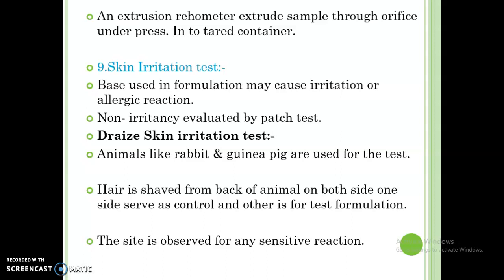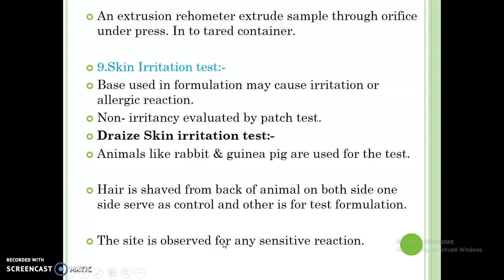Next one is the skin irritation test, which we can also call a safety test. The base used in a formulation may cause irritation or an allergic reaction. Hence we have to carry out this test for evaluation of semi-solids, and non-irritancy is evaluated by a patch test. In the skin test, animals like rabbits and guinea pigs are used, and the test is done on the back of the animal on both sides. One side acts as a control and the other side acts as the test formulation.